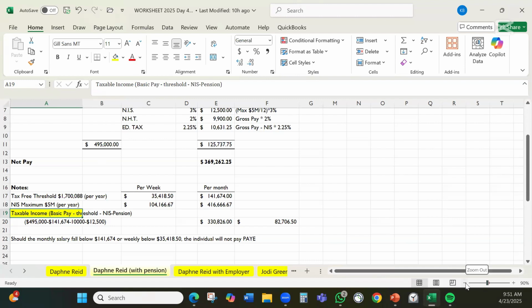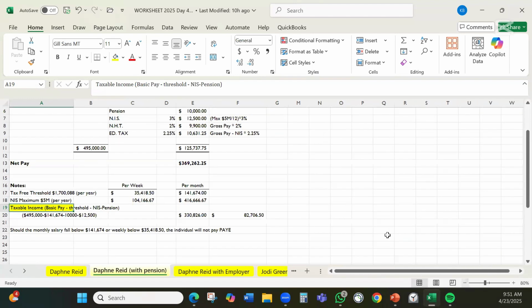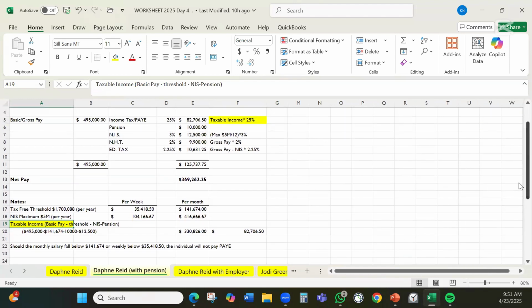I don't know if the screen is big enough. When I do this, I'm getting a part of a screen, so I hope it's not too small for you here.